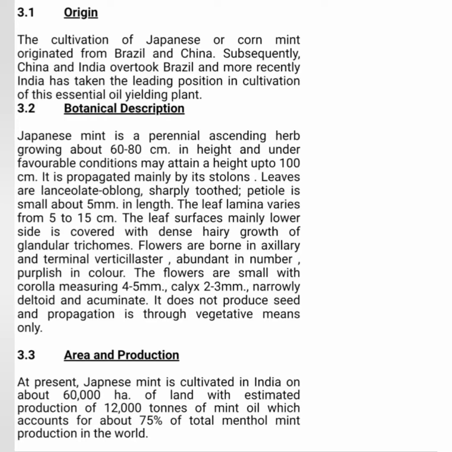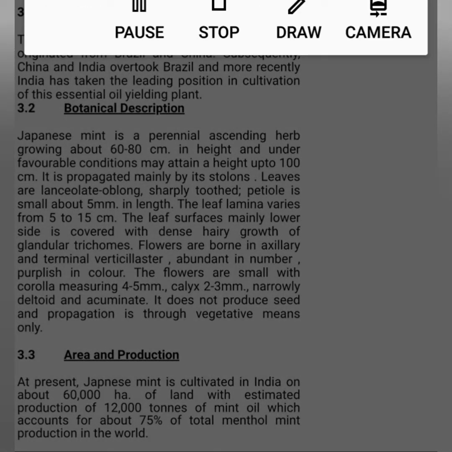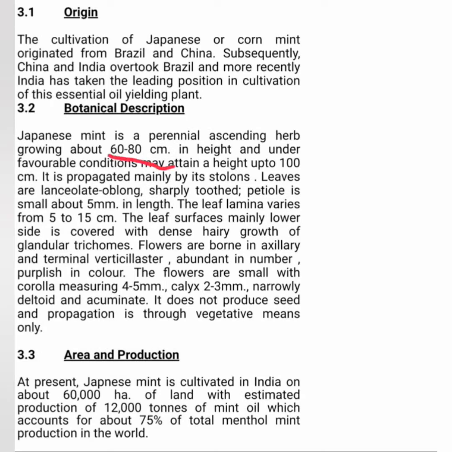Now, coming to the botanical description of this plant, the Japanese mint is a perennial ascending herb, growing about 60 to 80 centimeter in height, and under favorable conditions it may even attain a height of up to 100 centimeter. And this plant is mainly propagated only by its stolons.